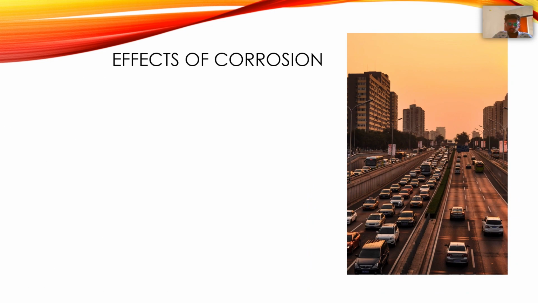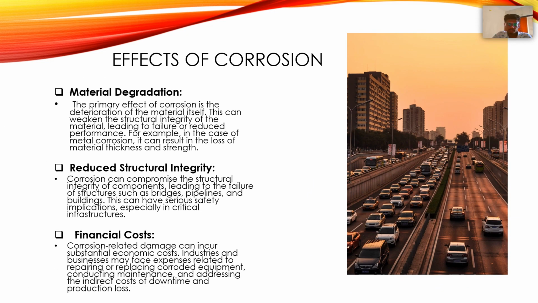Now let us talk about the effects of corrosion. We have seen in our daily lives the effects of corrosion. Let us talk about material degradation. The primary effect of corrosion is the deterioration of the material itself. This can weaken the structural integrity of the material, leading to failure or reduced performance. For example, in the case of metal corrosion, it can result in the loss of material thickness and strength.